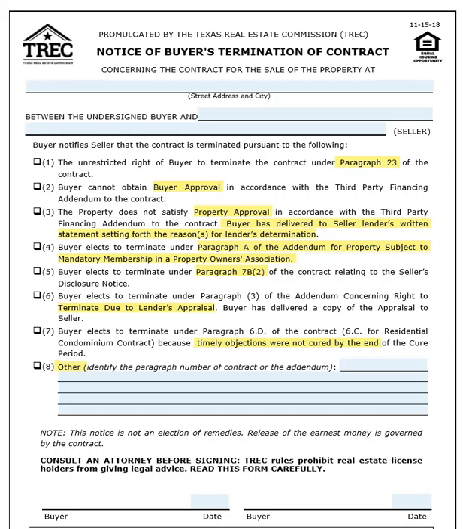Right, number one is the unrestricted right to terminate under the option period, which is paragraph 23 of the contract. That's the option period. During that option period time, you have the right to terminate for any reason.